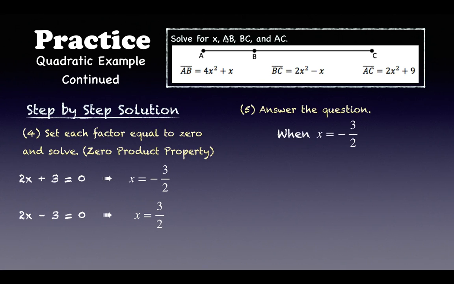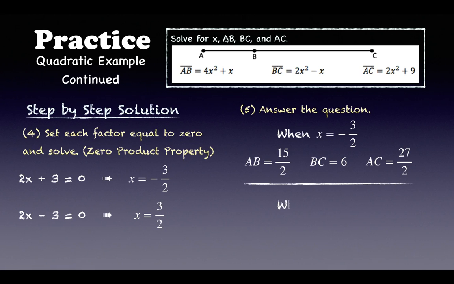So when x equals negative 3 halves, we get AB is 15 halves, BC is 6, and AC is 27 halves. When x is equal to positive 3 halves, we get AB is 21 halves, BC is 3, and AC is 27 halves.